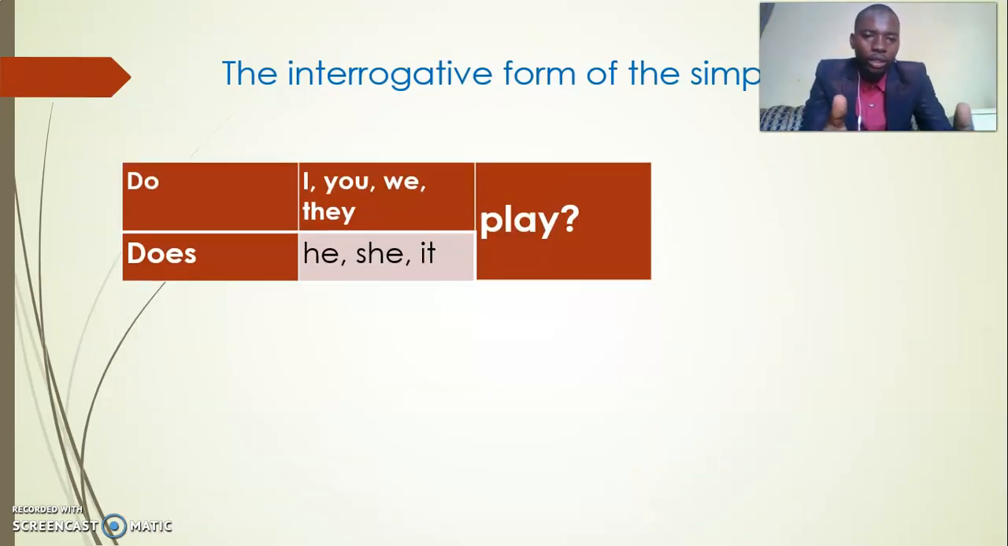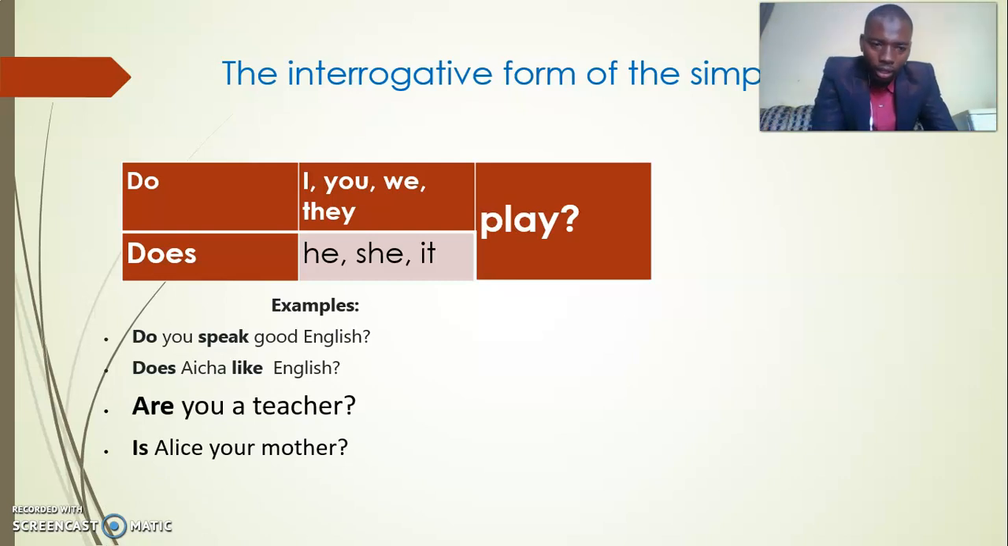In the interrogative form, the auxiliary do comes before the subject, and the subject again comes before the verb. For example, here we have do I play, or do you play, do we play, and do they play. With the third person singular, he, she, it, we can say does he play, or does she play, or does it play. Here are some examples.